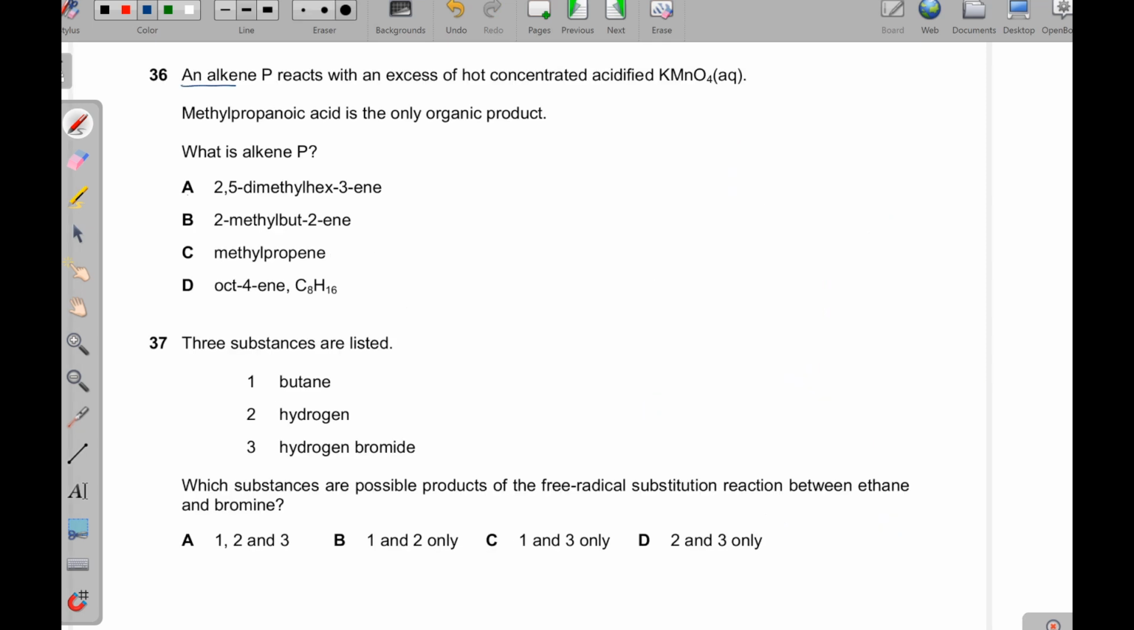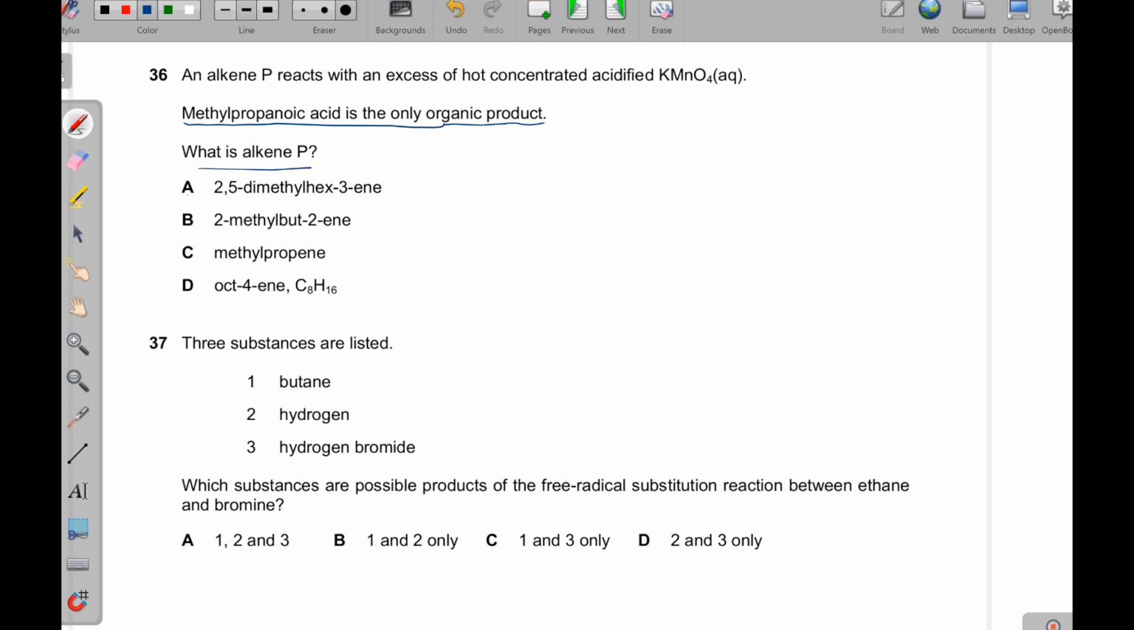Question 36. An alkene P reacts with an excess of hot concentrated acidified potassium permanganate. Here the double bond actually in the alkene is broken completely, and then oxidation takes place on these carbons that were in the double bond. Okay, then of course if it is cold dilute acidified potassium permanganate, then we get a diol. You see? So they are saying methyl propanoic acid is the only organic product.